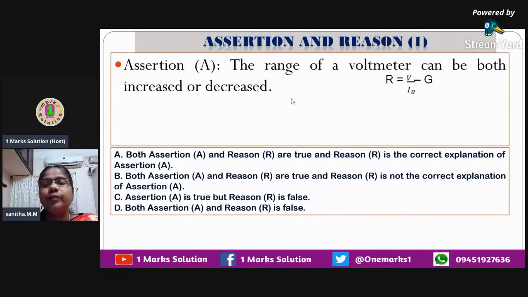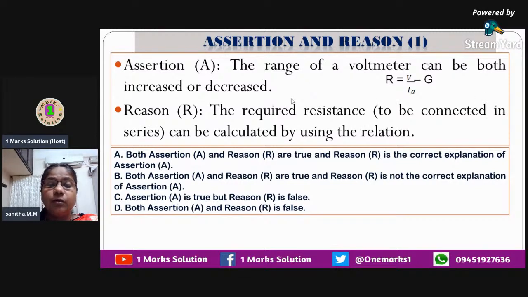And what is the equation for the range of a voltmeter? That means, how will you calculate the resistance to be connected to the voltmeter? The equation is given here. R is equal to V by Ig minus G, where V is the range of the voltmeter. If it is 3, you can put it as 3. Ig is the current flowing through the galvanometer, and capital G is the resistance of the galvanometer. If you substitute all these values, we will get the resistance to be connected in series with the galvanometer. So that is absolutely correct. The assertion is correct. Let us move on to the reason.